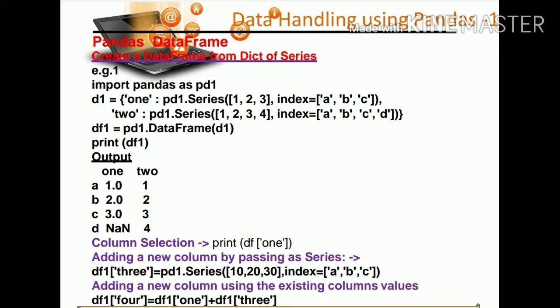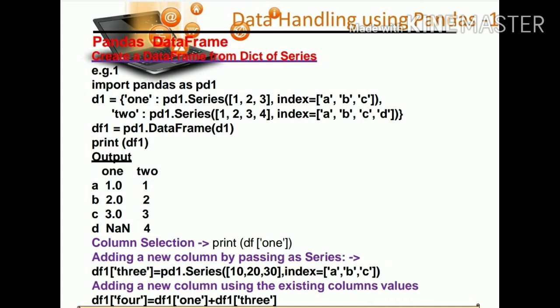Now adding a new column by passing a series. Suppose I want to add a third column as 3. So df1 in brackets 3. What do we want to give? So pd.Series, and in that series whatever values you want to give. So it is 10, 20, 30 and index A, B, C. So we will have a column 3 with values 10, 20 and 30, and A, B, C in front as the index.